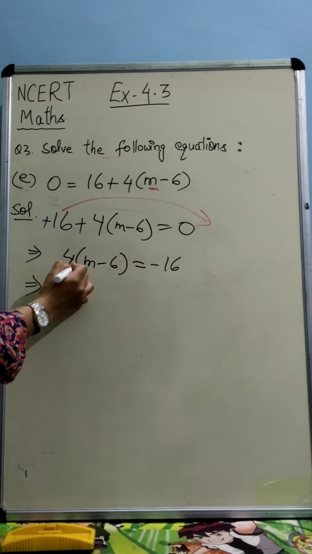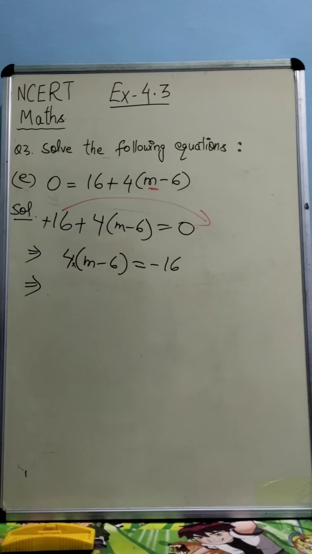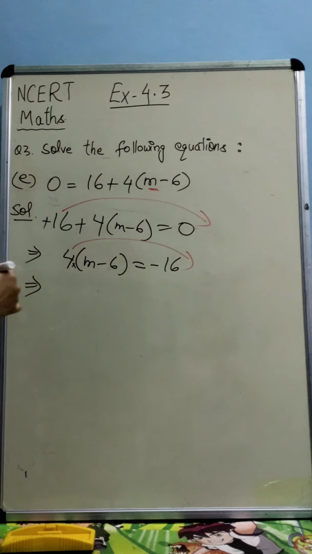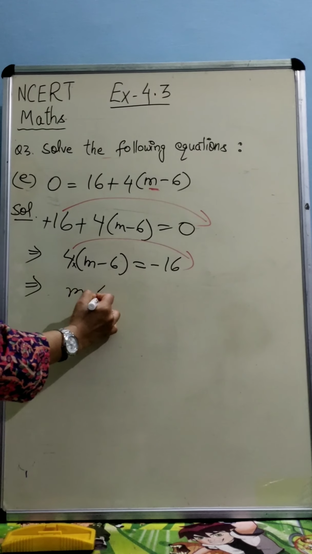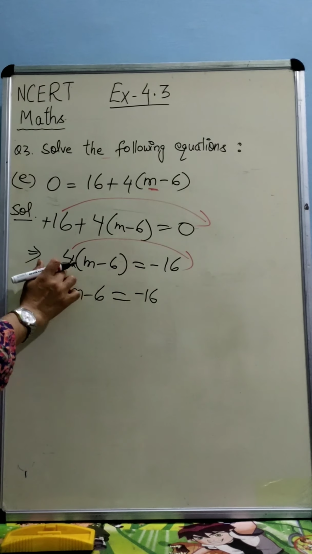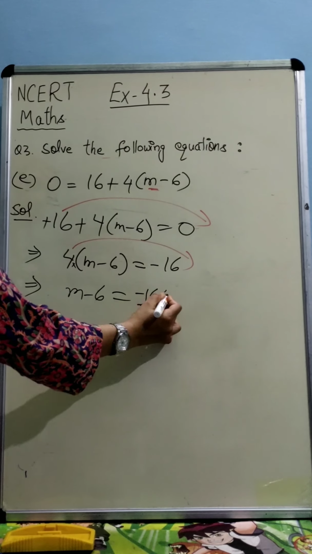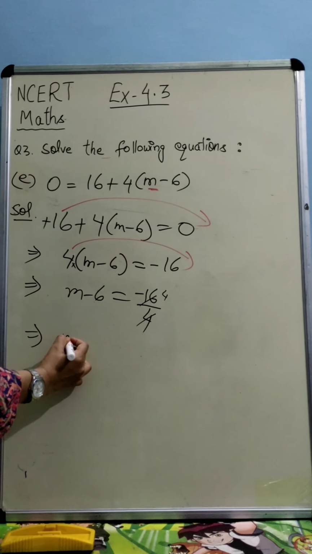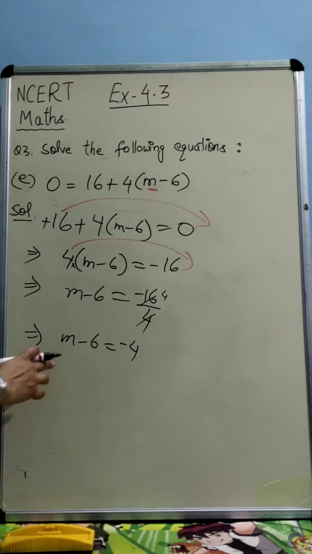And now this 4 is multiplied with this. So if we transpose this 4 to the RHS, what will it become? It will come and divide. So we will have m minus 6 is equal to minus 16 is already there. This 4 will be divided. And 16 divided by 4 is 4. So what we will have? Minus 4.